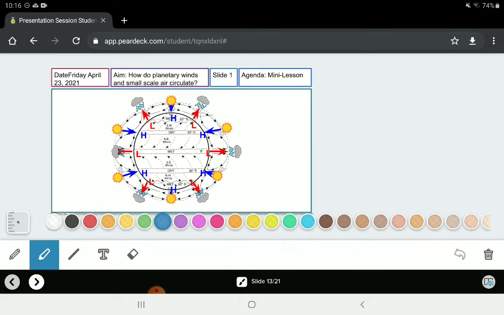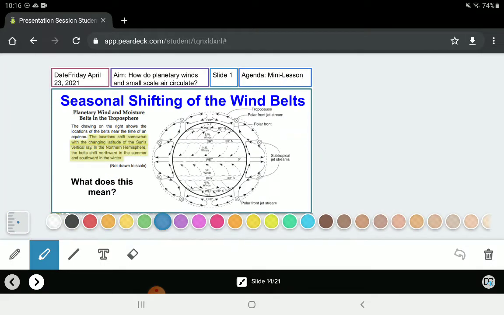Okay, let me check out this next slide. So you're going to go ahead and read this paragraph and say, what does it mean? Write it in your own words.